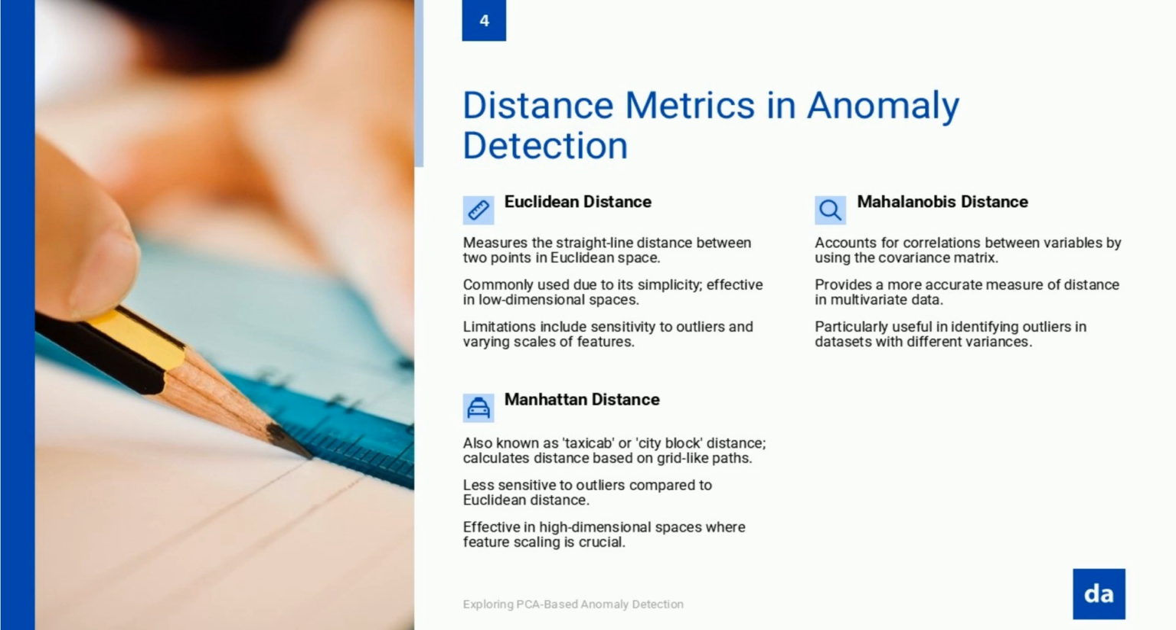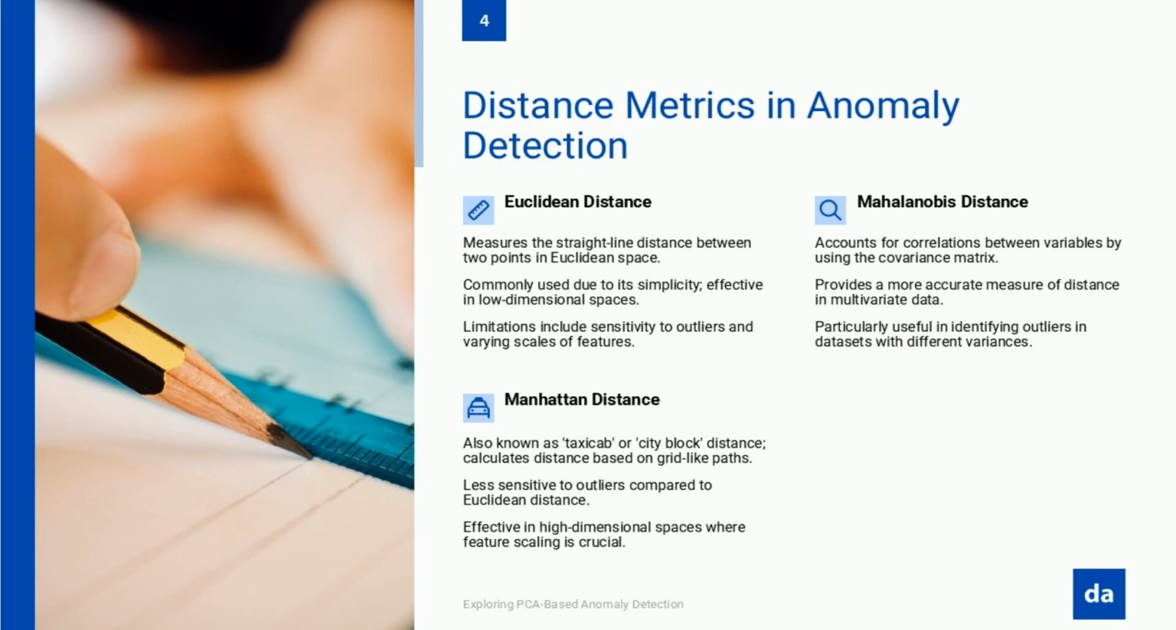Each of these distance metrics has its strengths and weaknesses, and the best one depends on the structure of the data. Euclidean is simple and works well in small, well-scaled datasets. Manhattan is useful for high-dimensional spaces with independent features, and Mahalanobis is powerful for complex, correlated datasets. In anomaly detection, distance metrics help us define thresholds. Any point beyond a certain distance from the normal cluster can be flagged as an anomaly.